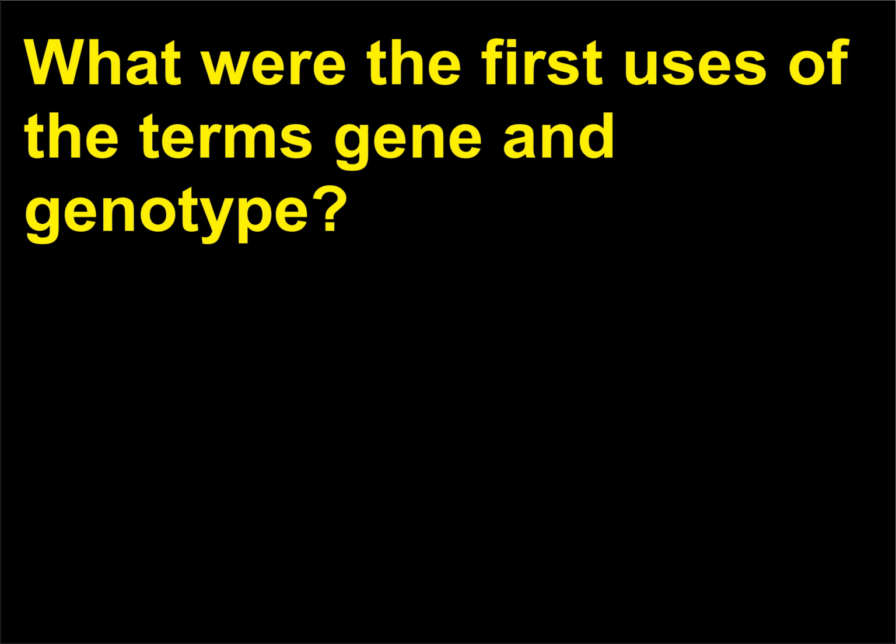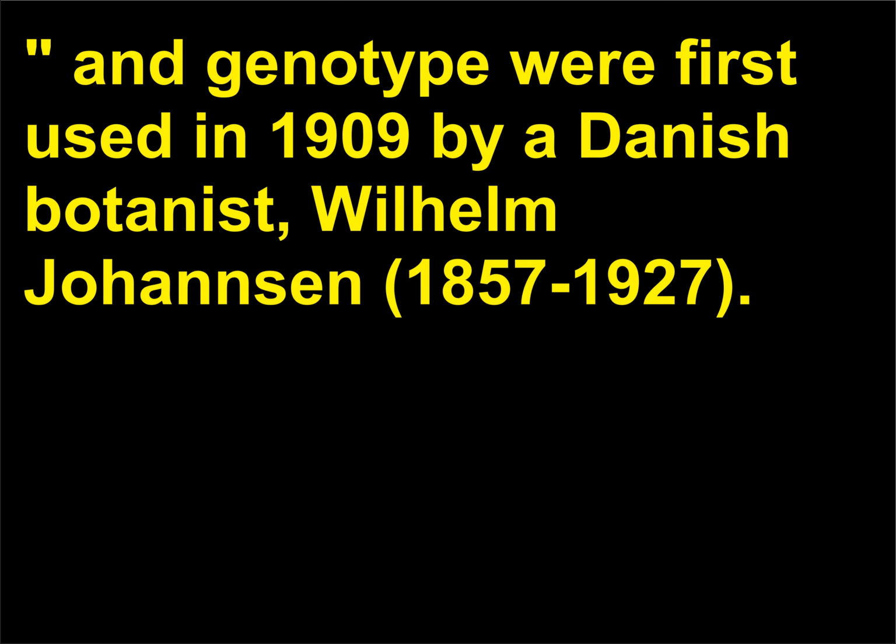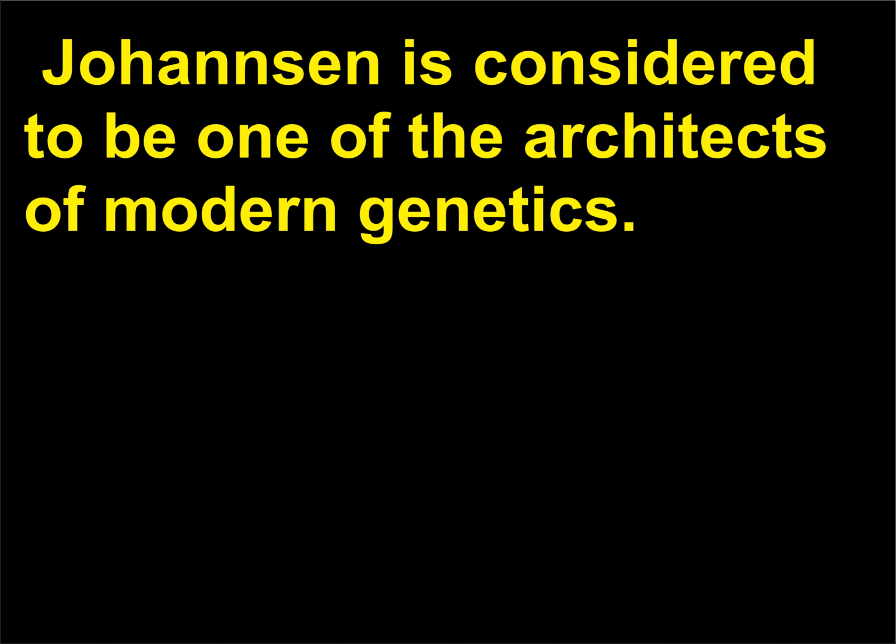What were the first uses of the terms gene and genotype? The terms gene, from the Greek term genos, meaning to give birth to, and genotype were first used in 1909 by a Danish botanist, Wilhelm Johansen, 1857 to 1927. Johansen is considered to be one of the architects of modern genetics.